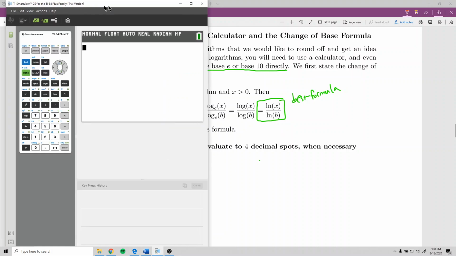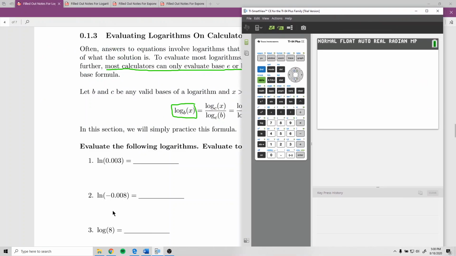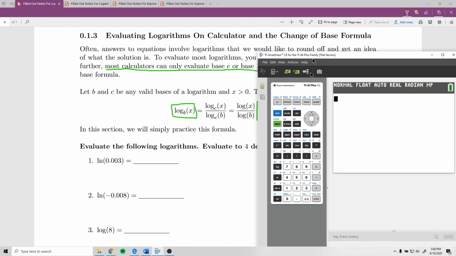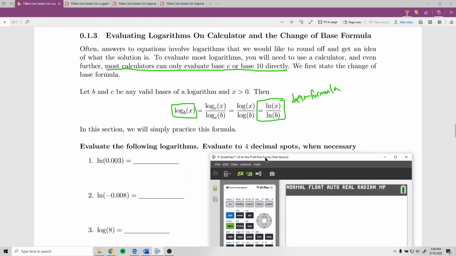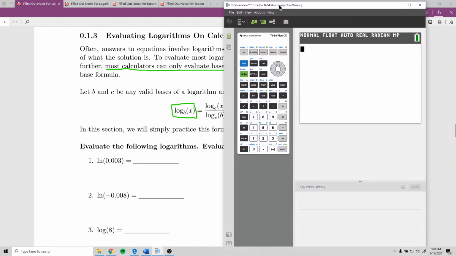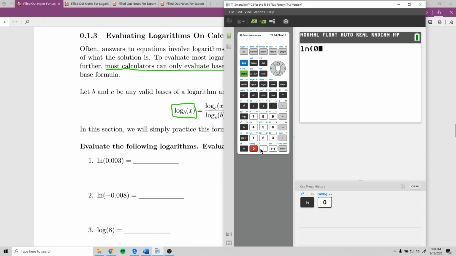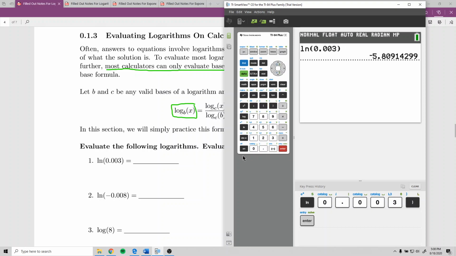Right, so the first three we'll actually be able to do on the calculator. It says evaluate the following logarithms, rounding to 4 decimal places when necessary. So the first one is ln of 0.003, and the answer is negative 5.8091.